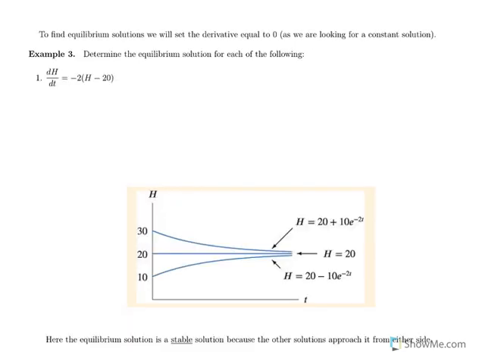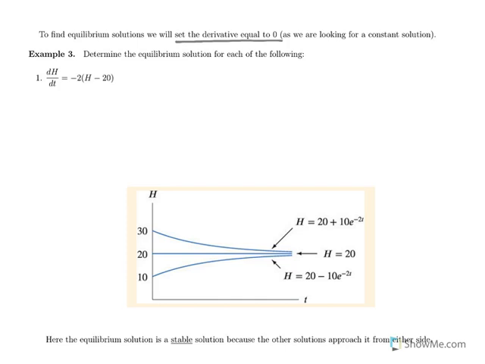There are two different kinds of equilibrium solutions we're going to have, those that are stable and those that are unstable. So we're going to look at these two different examples to show the difference between them. So first, we're going to find the equilibrium solution. And we can do that by setting the derivative equal to 0. That is, when the derivative is 0 always, that means that we're looking for a constant solution.